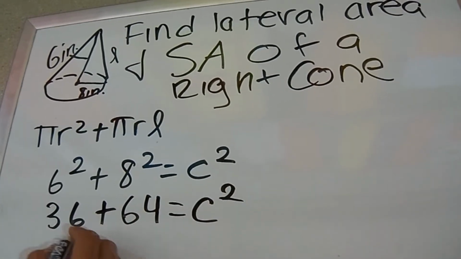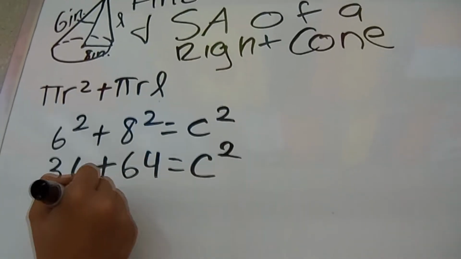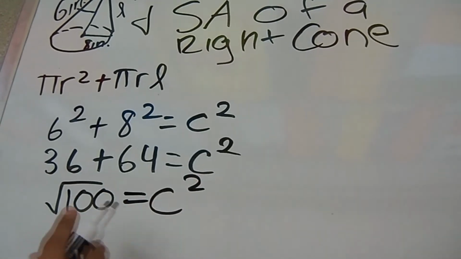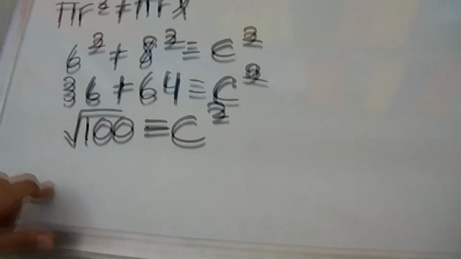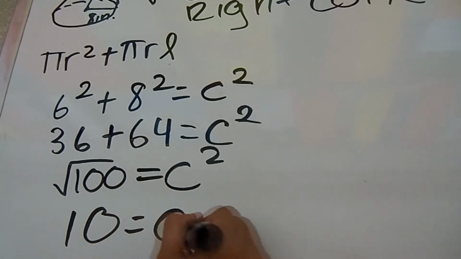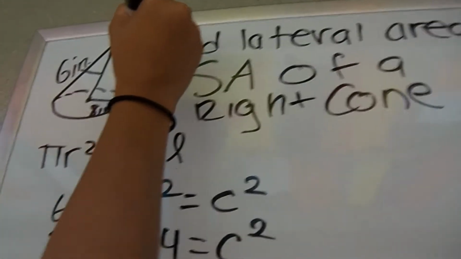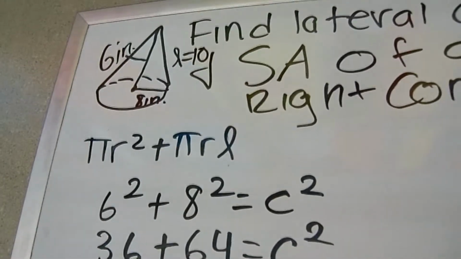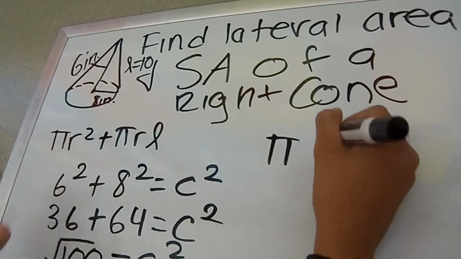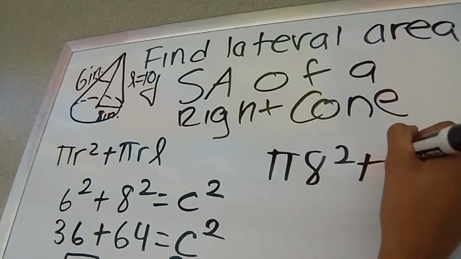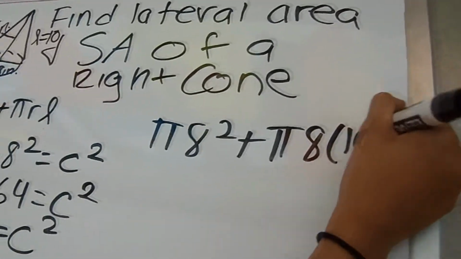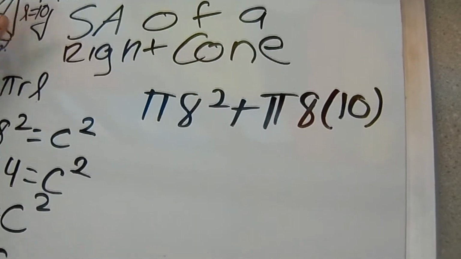From there, we add these two together and get 100. Square root equals c. From there, you have to square root it. You can plug it into your calculator and you would get 10 equals c. So this side here equals 10. From there, we would plug it in. Pi r, which is 8, squared plus pi 8 times 10, because the slant height is 10.